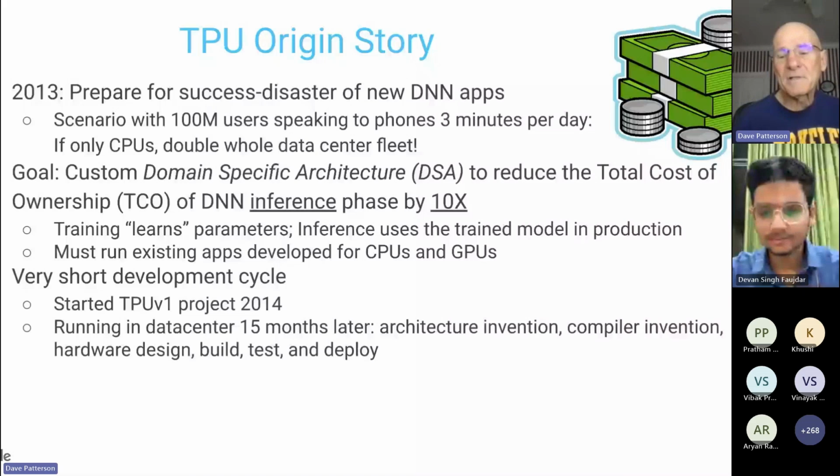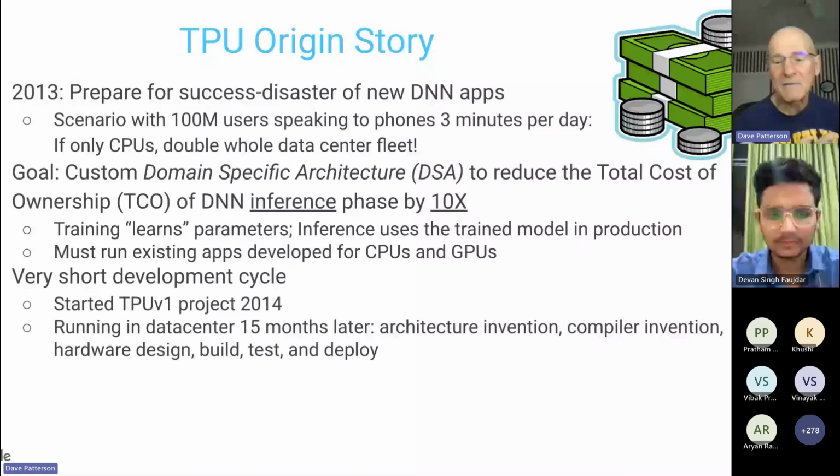So the idea was to create what we call today a domain-specific architecture. That is, a special purpose computer just for deep neural networks that would reduce the cost of ownership by a factor of 10. Now, deep neural networks have two phases. There's training, where you make them smart, and once they're smart, you call it inference or serving. And this was just on the latter one, the inference or serving phase, making it factors of 10 better.